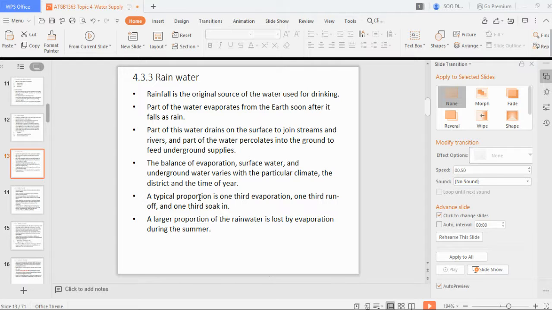And finally, we have our rainwater. Rainwater is the original source of water we use for drinking, because during the olden times when technology was not good, we had catchment areas to get the rainwater lah, because it's clean and we don't have to filter any inorganic matter, and the water looks colorless.